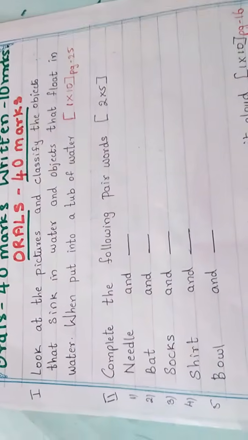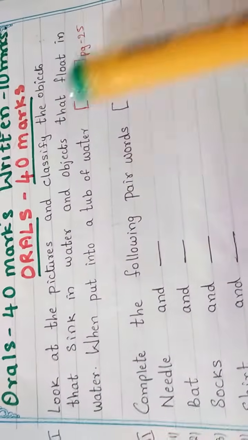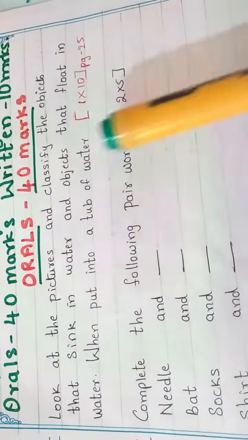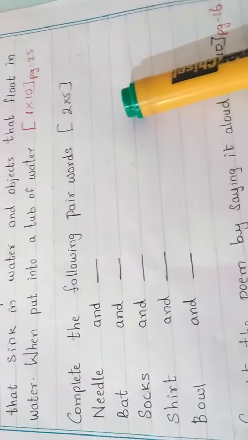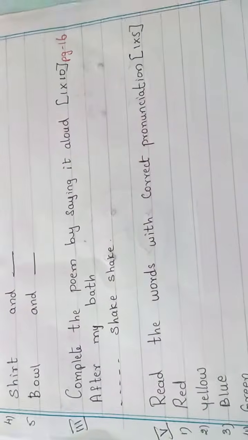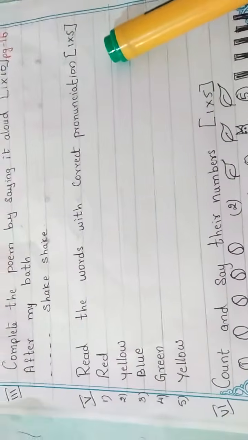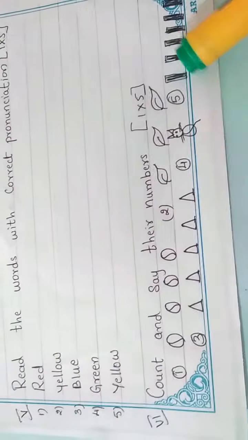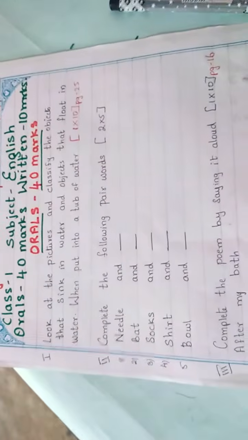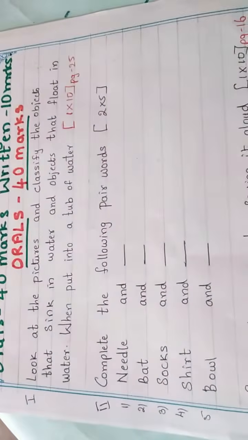So these are the questions related to oral, carrying 40 marks. This is the first main question for 10 marks. Second question for 10 marks. The third question for 10 marks. Fourth question for 5 marks. And the sixth question for 5 marks. Let's have a glance once again.